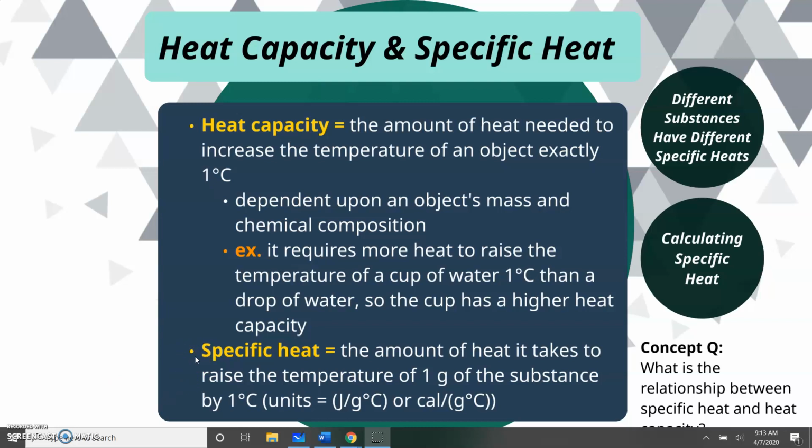Specific heat is the amount of heat it takes to raise the temperature of 1 gram of the substance by 1 degree Celsius. Take note of the units here. It's energy units divided by grams degree Celsius, so either joules per gram degree Celsius or calories per gram degree Celsius. As you may be anticipating, different substances have different specific heats. So let's take a look at that.